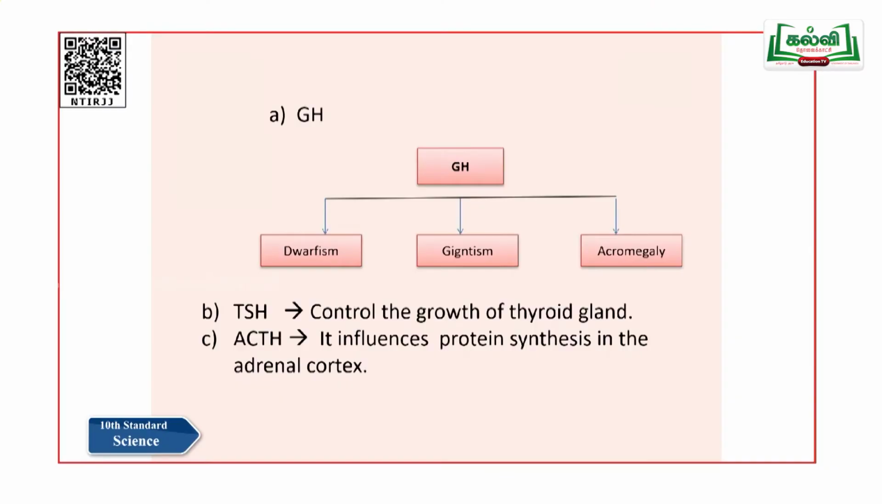The second one is TSH, thyroid stimulating hormone. Thyroid hormones coordinate all the functions, so we call it the personality hormone, which controls the growth of the thyroid. This is a specific hormone secreted by the pituitary. The third one is ACTH, adrenocorticotrophic hormone, which increases protein synthesis in the adrenal cortex. We call it the emergency hormone. It also controls the adrenal. The pituitary controls all these hormones, so it is called the master gland.